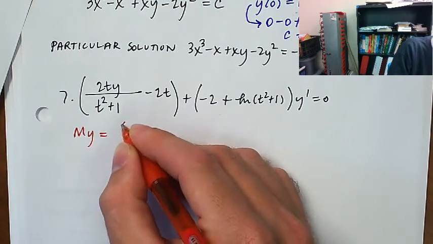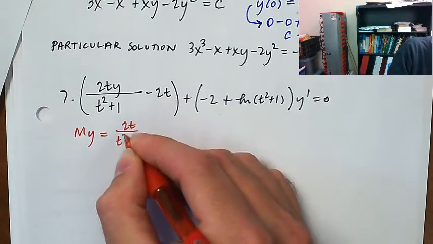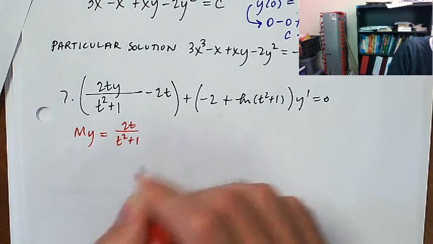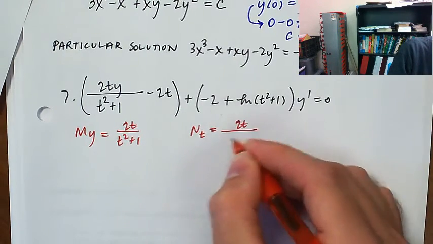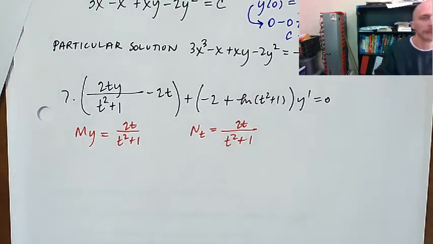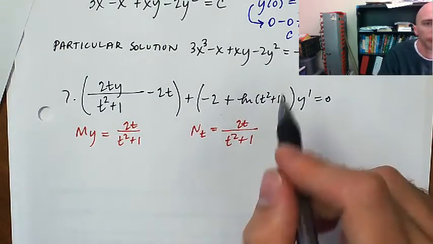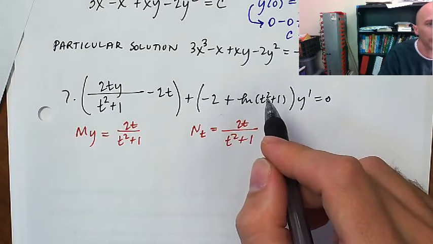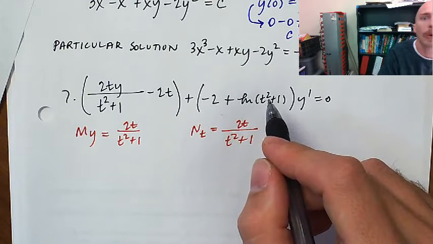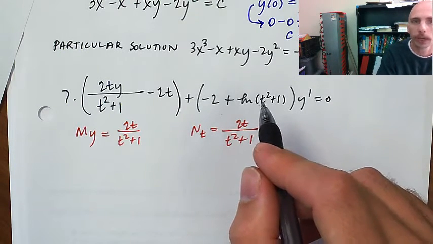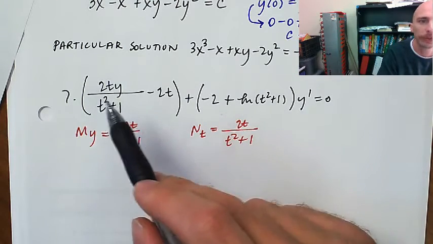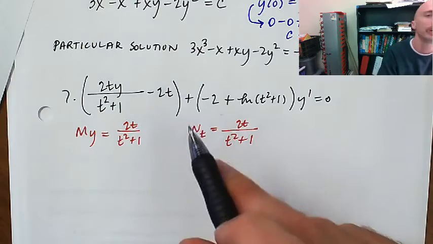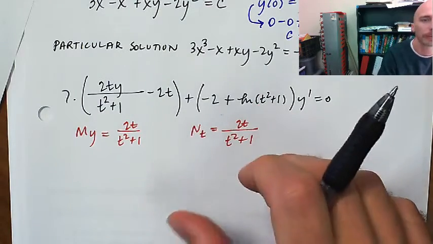My M is going to be 2t over t squared plus 1. And in N, what do you know? That's going to be 2t over t squared plus 1. Okay, so it is exact. Now, finding an antiderivative for this thing, I'm going to find it with respect to y. Okay, I bet we can work with this. And then this thing will be able to use a u substitution. This will be a little challenging, but it's right at y'all's level. It's just what you need.